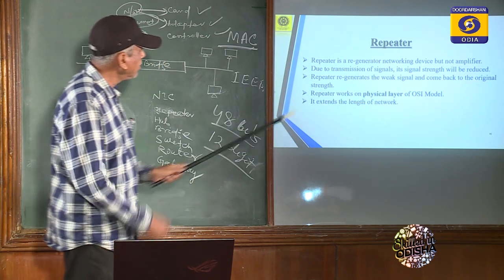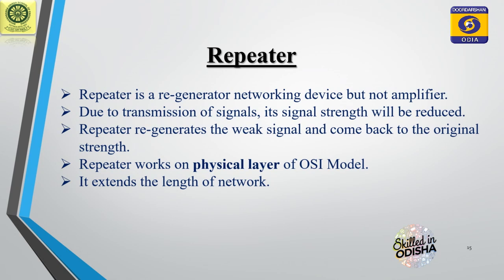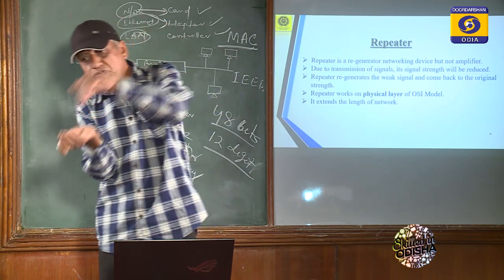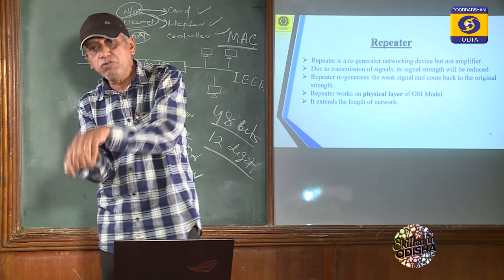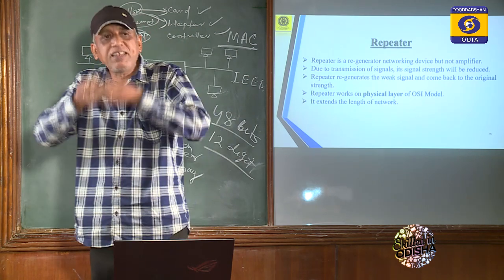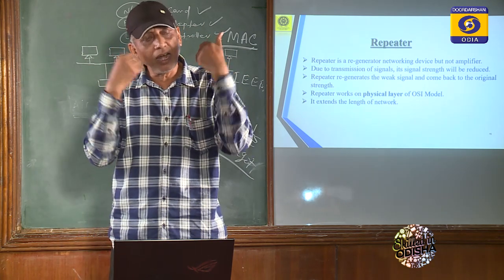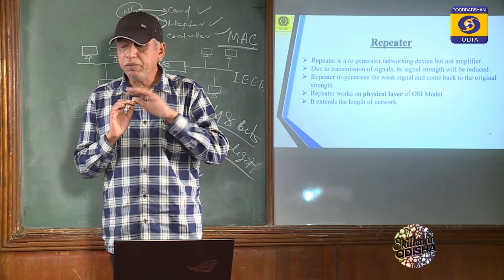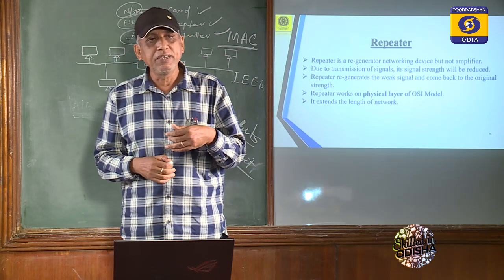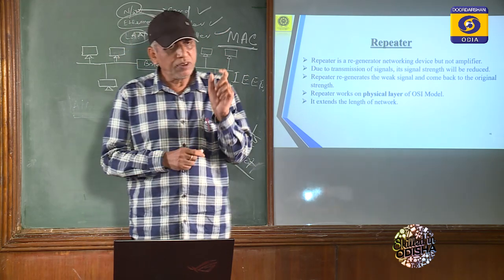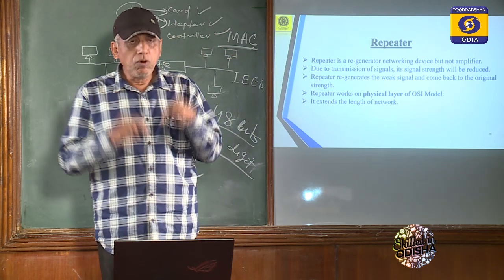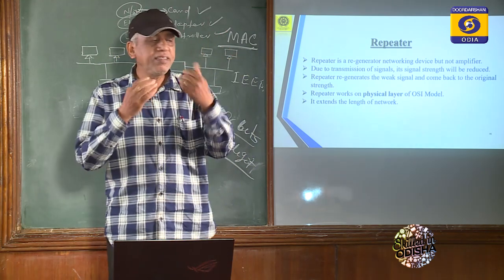So accordingly, it extends the length of this network. Whenever the signal diminishes to zero, that means we cannot regenerate it. That signal will be erased, destroyed, so it is impossible to recover it. But if it is low strength, then it will be regenerated.